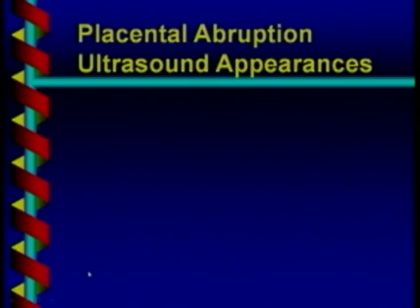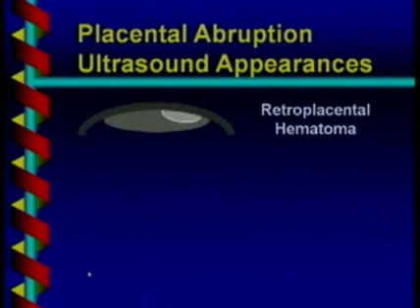Let's move from placenta previa to placental abruption. There are three main ultrasound appearances with a placental abruption. One is seeing a hematoma under the placenta, between the placenta and the wall of the uterus. That's the wall of the uterus here. That's the placenta, that's the hematoma.